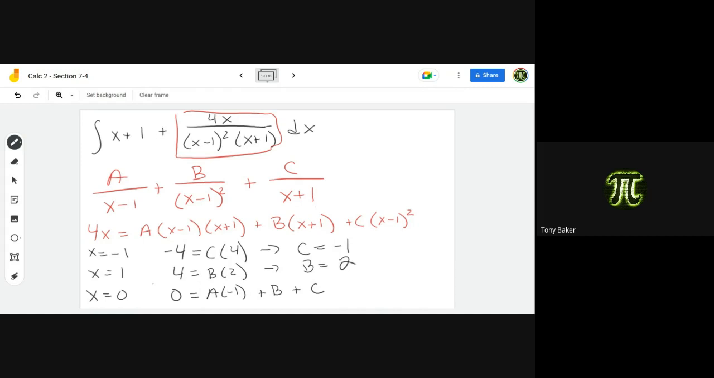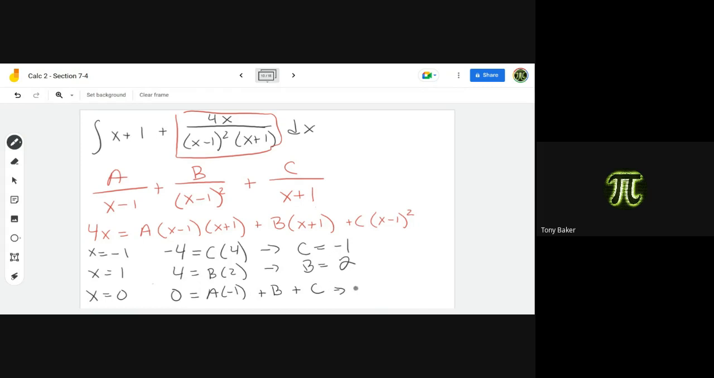Why would you write this? Because I still have it. If I'm plugging in 0, 0 plus 1 is 1, not 0. So, right. Now I know what my B is. I know what my C is. So I can plug those numbers in.